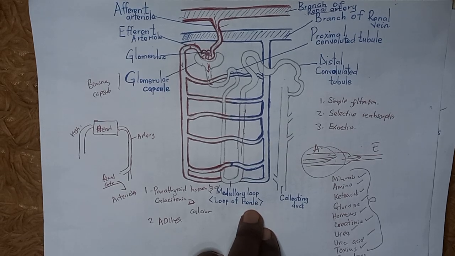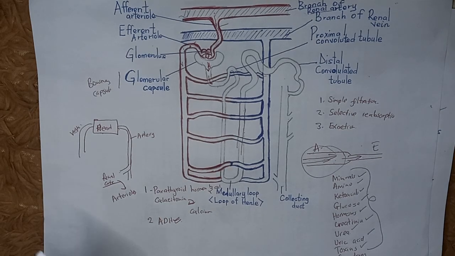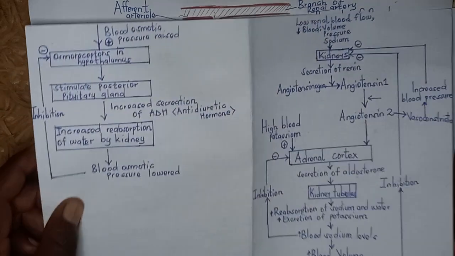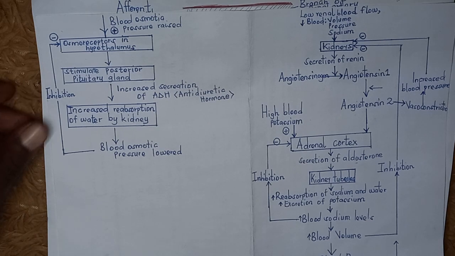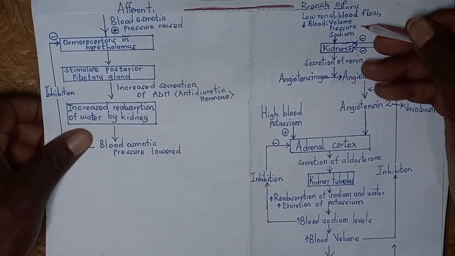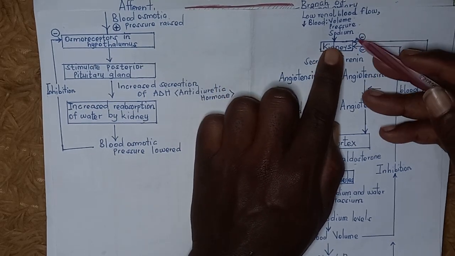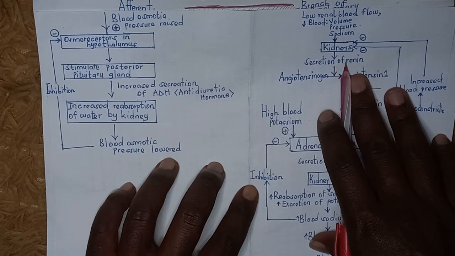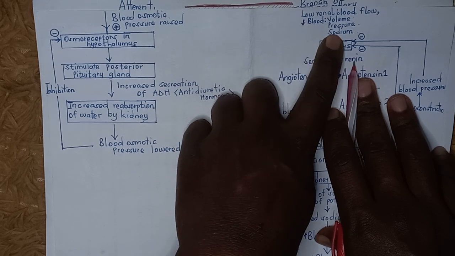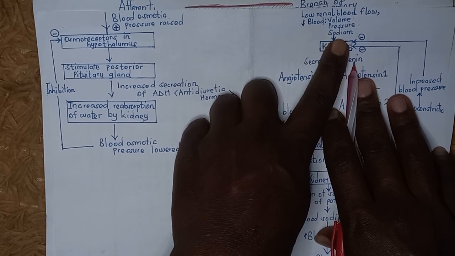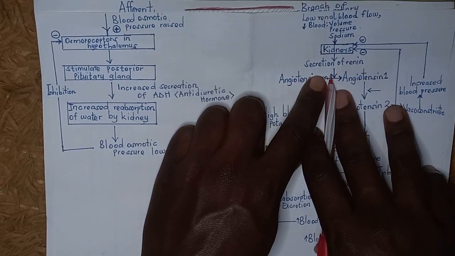So as you can see, that one was mostly for reabsorption. Let me try to elaborate more on it here. When there is a low renal blood flow, there is a low volume of blood, low pressure of blood, and there is a low blood sodium. So the kidneys will secrete renin.